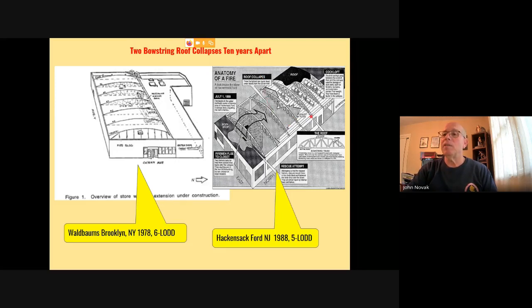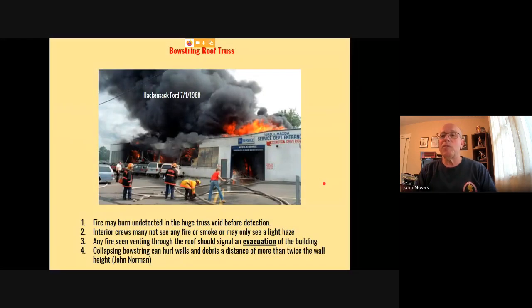So again, history tends to repeat itself. This is just a picture from the Hackensack Ford fire. Fire burned undetected in a huge truss void. Interior crews may not see any fire or smoke, or may only see a light haze. Any fire seen venting through the roof of a bowstring truss, an evacuation signal should be sounded. Collapsing bowstring trusses can hurl walls and debris a distance more than twice the wall height. That's from John Norman.